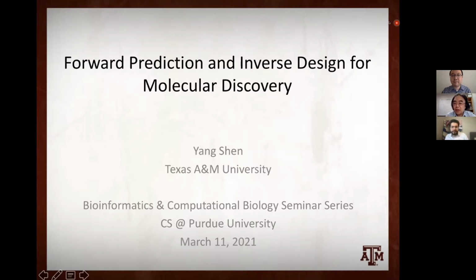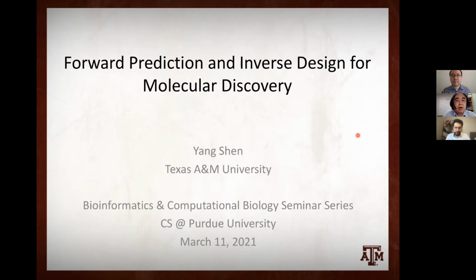So Dr. Shen is currently assistant professor at Texas A&M in ECE, and he got his bachelor's degree in China at the University of Science and Technology of China. Then he got his PhD in systems engineering from Boston University, and then did a postdoc at MIT under the supervision of Professor Bruce Tidor. And he was a research assistant professor at Toyota Technological Institute at Chicago. And now he's at Texas A&M.